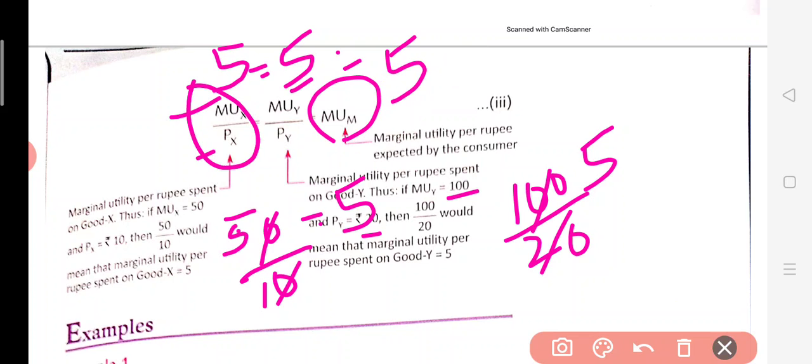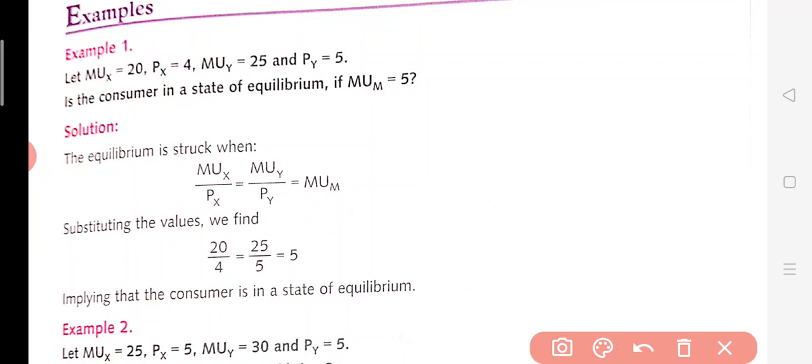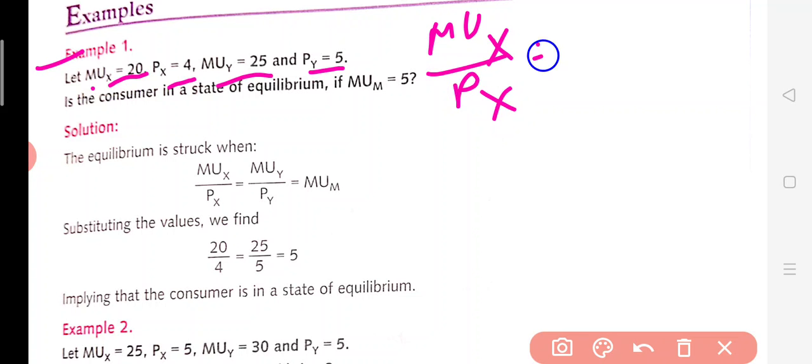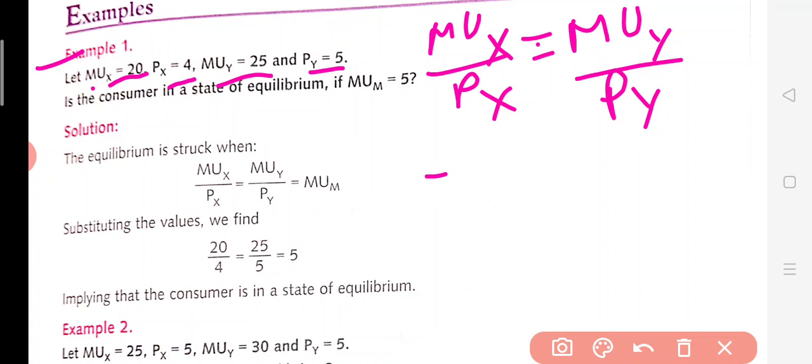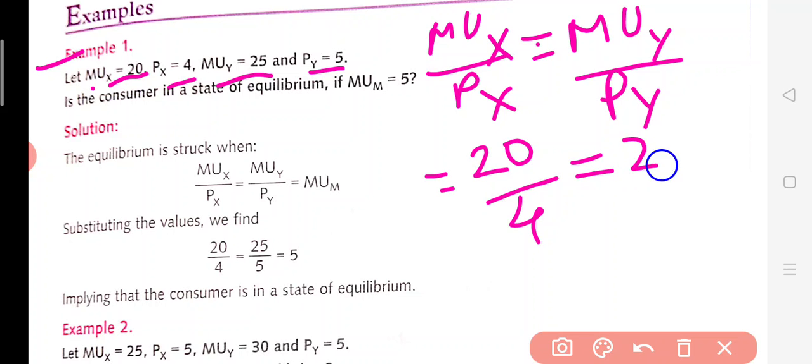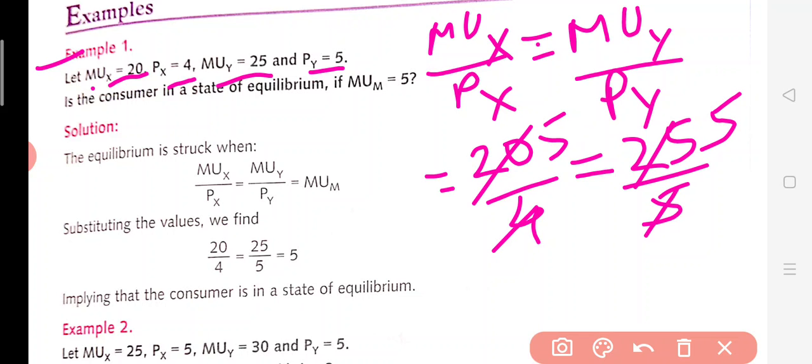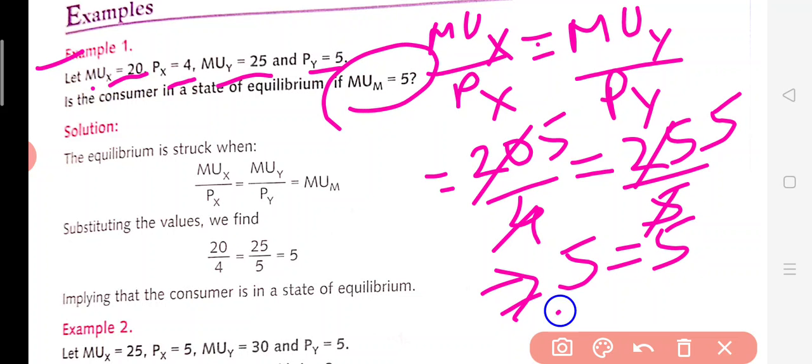Now let's move forward. Let us try to understand with the help of an example. Here MUX is equal to 20, PX is equal to 4, MUY is equal to 25 and PY is equal to 5. So how are we supposed to calculate? As we know, MUX upon PX is equal to MUY upon PY. MUX is 20, PX is 4, equal to MUY 25 and PY 5. If we cancel it out, this will be 5, and 4 5s are 20. So here we can say that 5 is equal to 5, and here MUM is also 5. So 5 is equal to 5 is equal to 5.